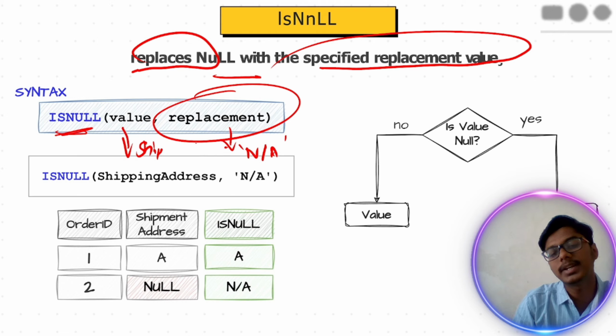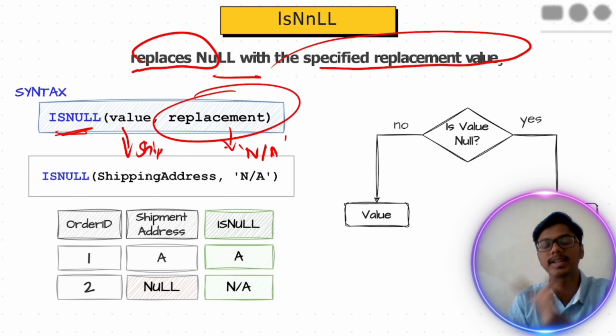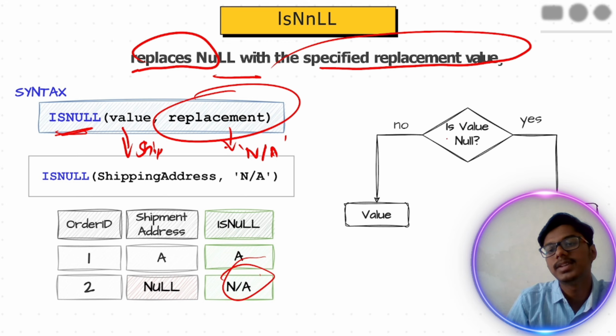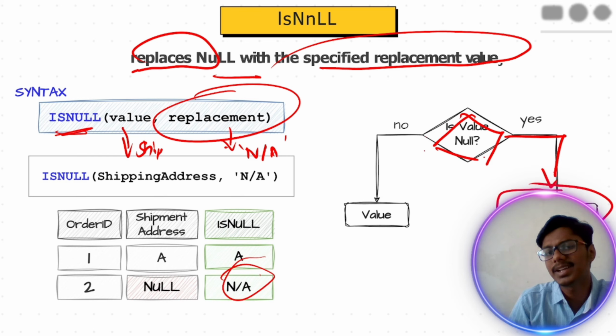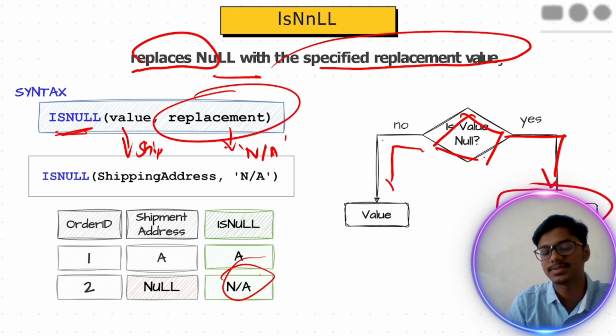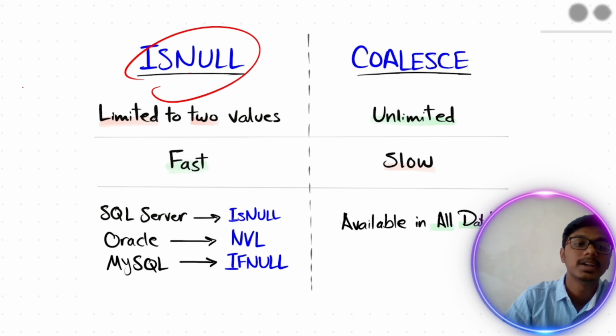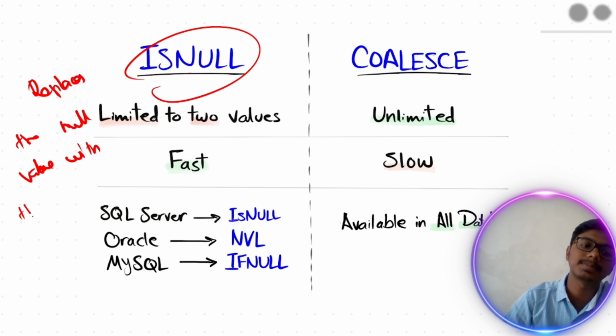If we give this date to the function, we are going to give the replacement part. After this replacement, the date should act like an NA. So this is right. It checks whether the value is null. If yes, it is going to replace the value. If no, the value remains as it is. Do you understand ISNULL? It means it replaces the null value with a replacement value.